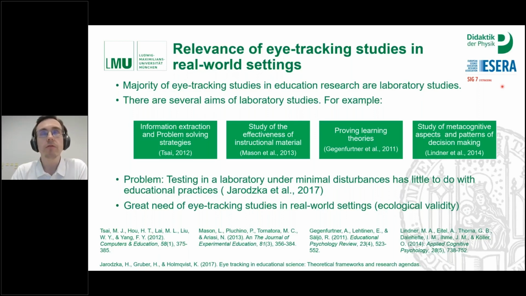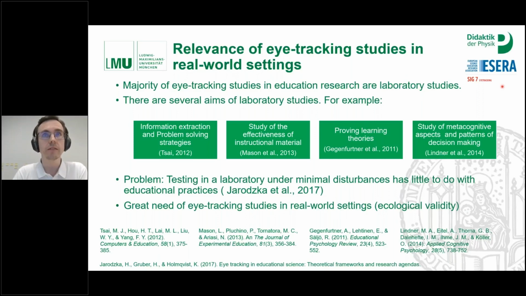When you look through the literature, you know that a majority of eye tracking studies was carried out in a laboratory, so under very controlled conditions. You examine one or two participants at a time when they are, for example, learning or solving problems, in our case. This is under minimal disturbances, a very light-controlled environment, no social interaction, and so on.